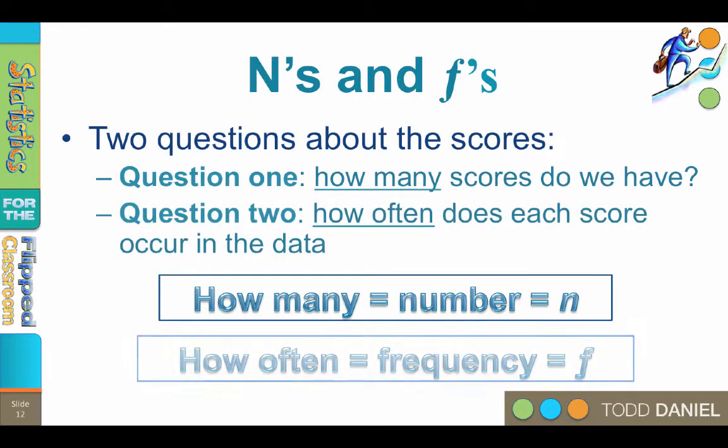My second concern is how often any particular score occurs in my data set. How many people scored a 17? How many people answered yes? How many people said that they were female? The frequency will be represented with the letter F.